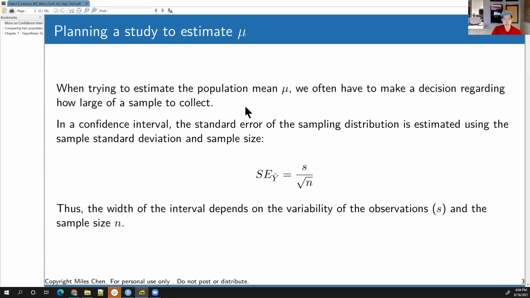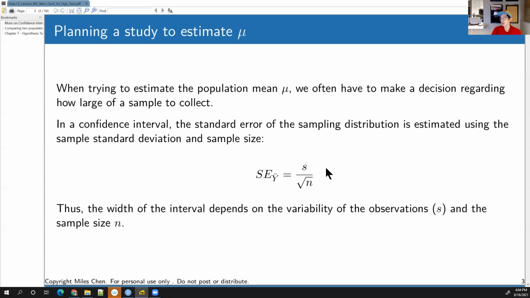We often have to decide how many data points, how large our sample should be, right? And so the resulting standard error for the mean is going to be s divided by the square root of n, okay? And so the width of the interval, which is going to be plus or minus your critical value t multiplied by the standard error, that margin of error is going to depend on basically the standard deviation of your observations and the sample size. Now, we don't have very much control over the standard deviation of our observations. That's just going to be a property of the data.